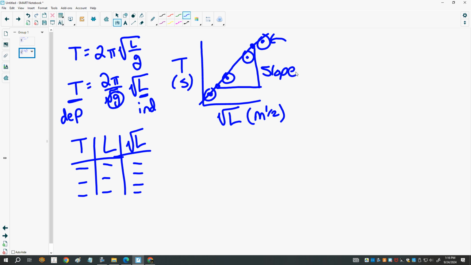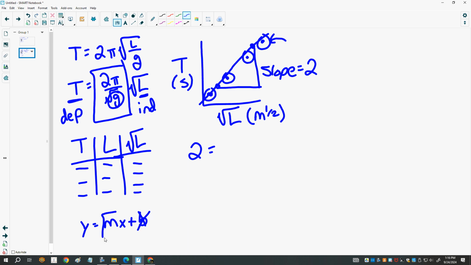And once you find the slope, let's say, for example, the slope here is, I don't know, 2. Let's say that it's 2. Then I would set that slope, which in this case was 2, equal to the coefficient of the independent variable. Remember, the equation of a line is y equals mx plus b. Here, b is equal to 0, and this is the slope. That is the coefficient of the independent variable. So I'd say 2 is equal to 2 pi over root g. And then I would solve that for g, which in this case is equal to pi squared, which turns out to be 9.8 meters per second squared.